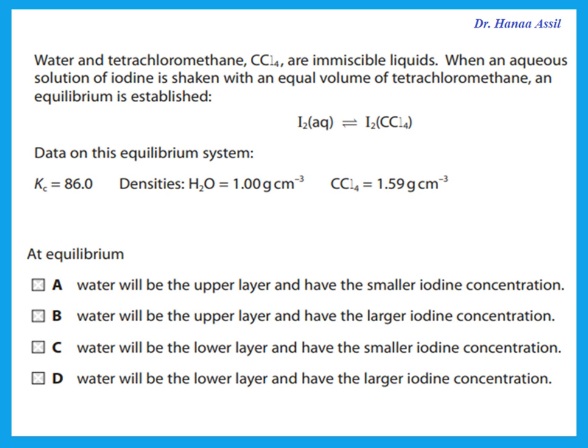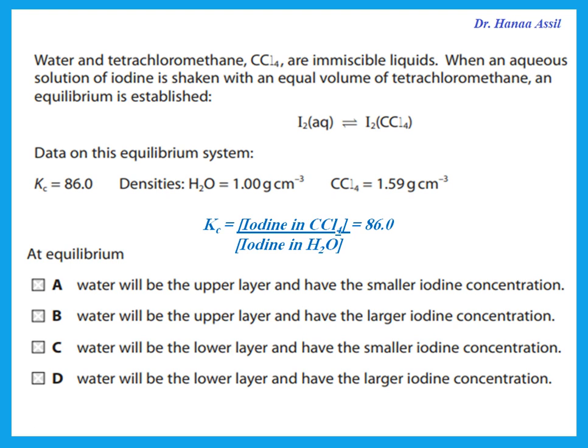Now, the data on this equilibrium system says the Kc is 86.0. What does that tell you? If the Kc is 86.0, and Kc is the concentration of iodine in carbon tetrachloride over the concentration of iodine in water, that means I have more iodine in the carbon tetrachloride than in water.